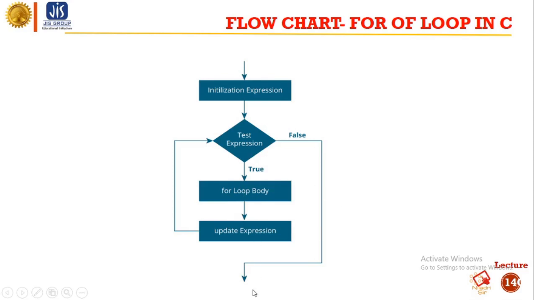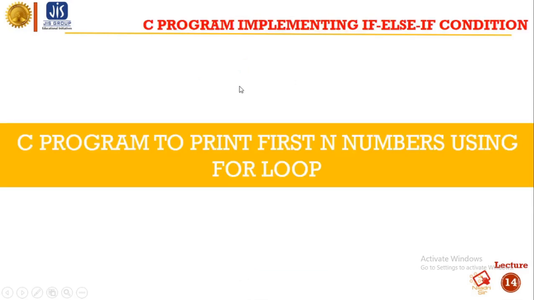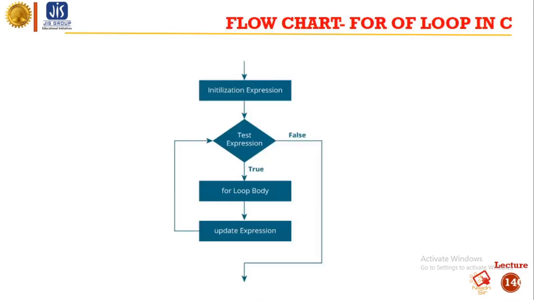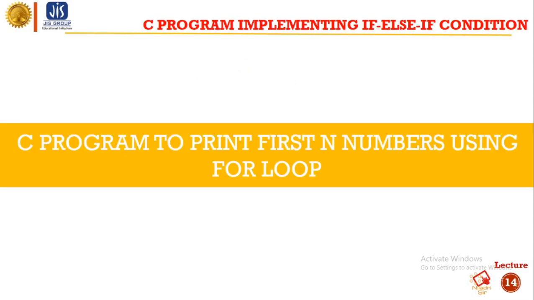It will come to outside the for loop. Initially there is an expression. If the expression is initialized, after that it is tested. If the test is false, then it will go outside the for loop, and if the test expression is true, then the loop body will be executed and the value of the expression will be updated.